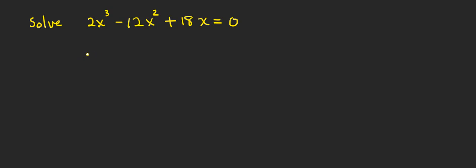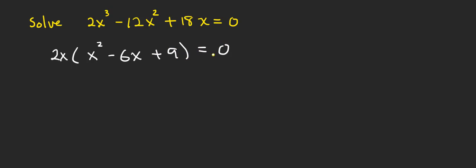In this video, we're going to solve polynomial equations. So we've got 2x cubed minus 12x squared plus 18x equals 0, and we're going to solve this polynomial. What you need to do first is take out the greatest common factor, which is 2x. What's left over? You've got x squared minus 6x plus 9 equals 0.